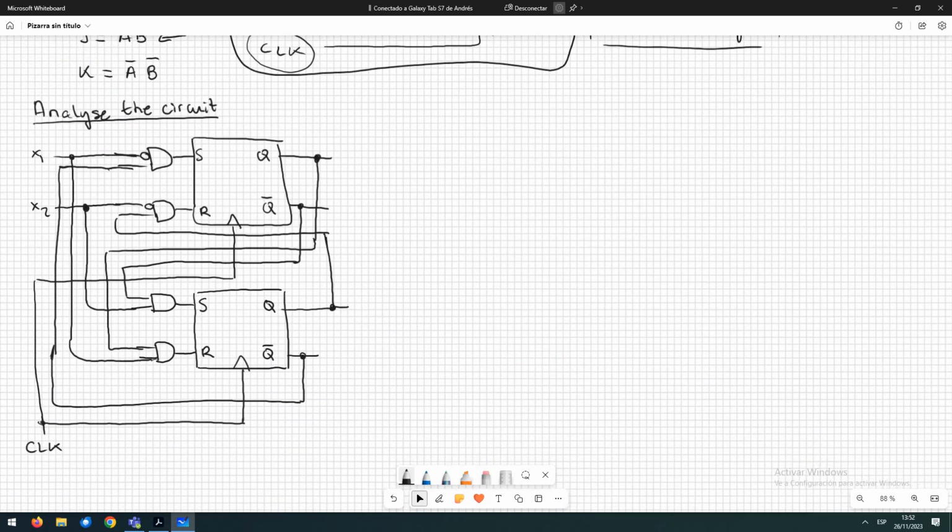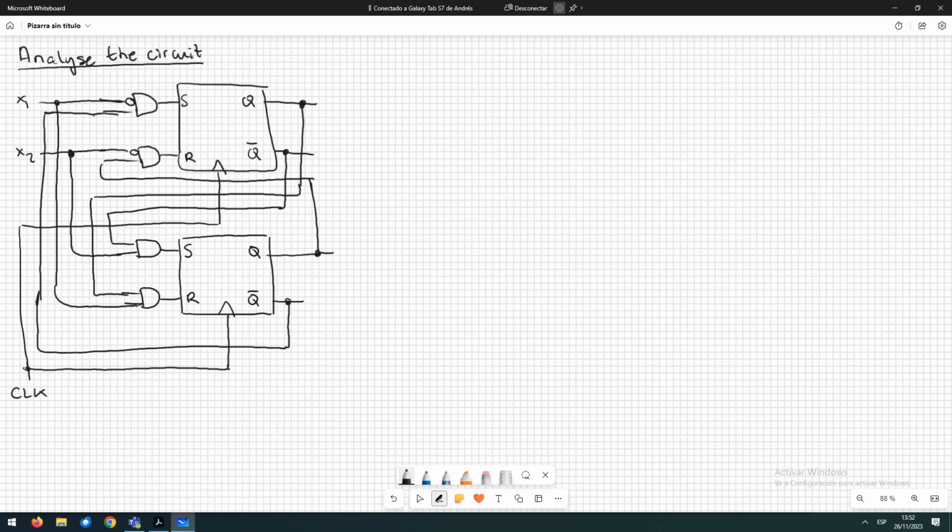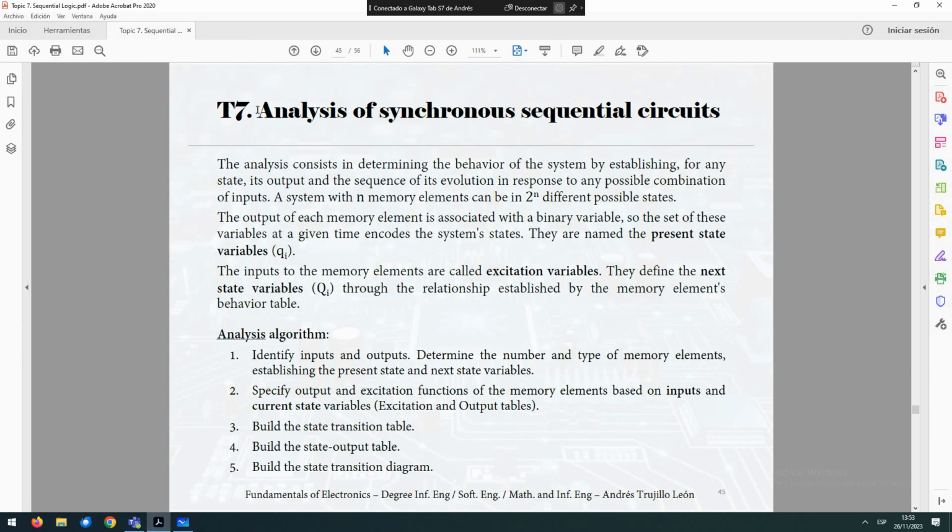So now we are going to start analyzing the circuit. We have this sequential circuit, and we have to analyze it. That means obtaining the state transition diagram that allows us to understand how it operates. So for the first step, we go to the slide on the analysis of synchronous sequential circuits. The first step is to identify the input and the output and determine the number and type of memory elements, establishing the present state or current state and the next state variables. So we are going to do that.